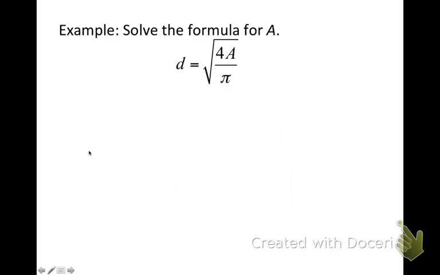Now instead of an exponent of 2, we have a square root in our formula. We need to solve for A. So before I can do anything, I need to undo the square root by doing what? Squaring. So if I square both sides, we then get D squared equals 4A over pi.